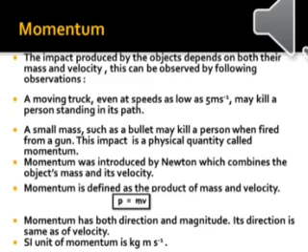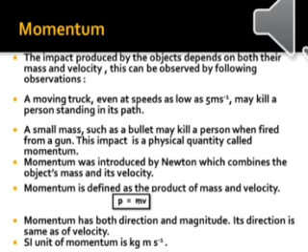A truck at rest does not require any attention when parked along a roadside. But a moving truck, even at speeds as low as 5 meters per second, may kill a person standing in its path. A bullet of small mass may kill a person when fired from a gun. This observation suggests that the impact produced by the objects depends on their mass and velocity.